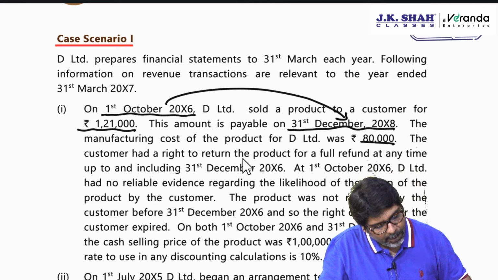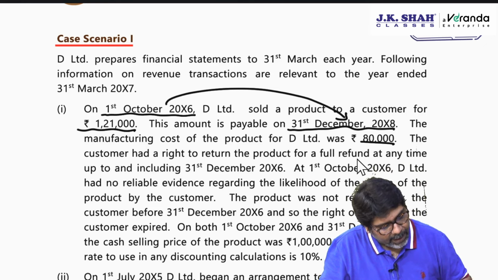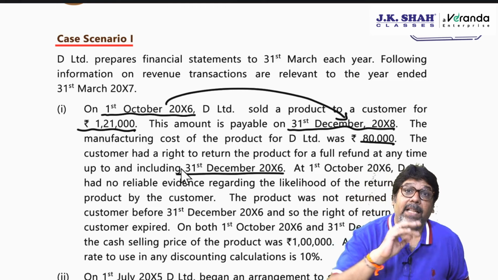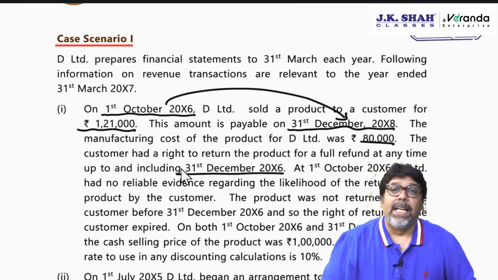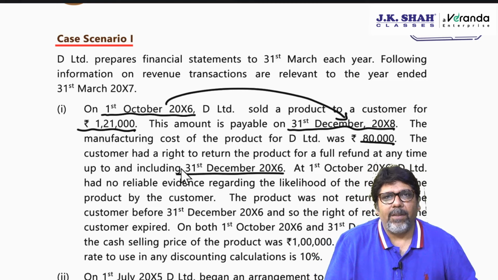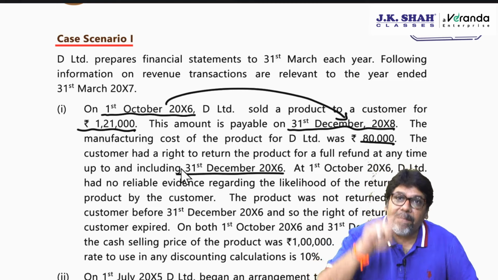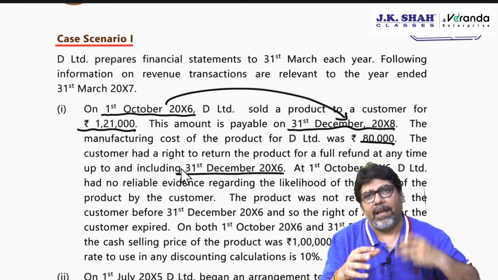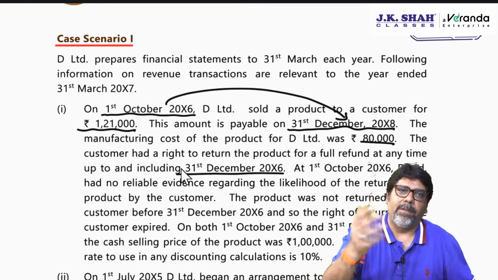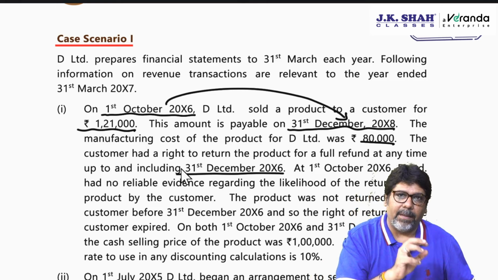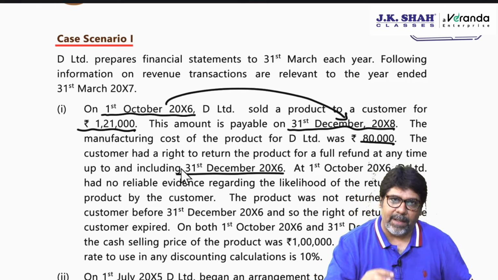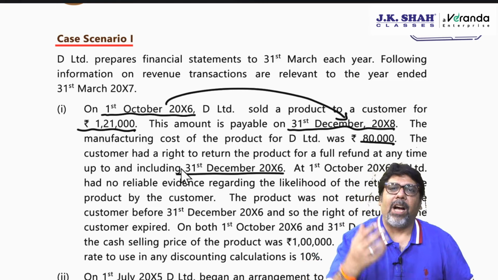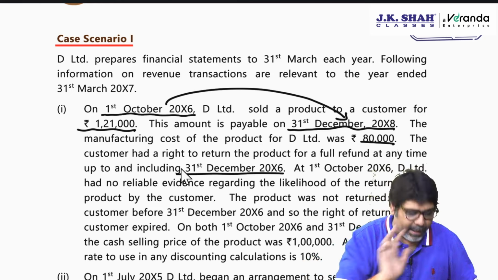The customer had the right to return the product for a full refund at any time, including 31st December. When there is a right to return the product and a full refund policy, then as per Ind AS 115 you are supposed to recognize revenue only after subtracting expected returns. Suppose you have sold goods worth 100 rupees and you are expecting that 20% would be returned based on your past experience, then you can recognize revenue only up to 80 rupees, correct? So you are supposed to estimate how much return would come, and the balance revenue should be recognized, correct?